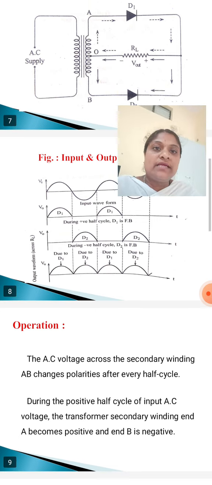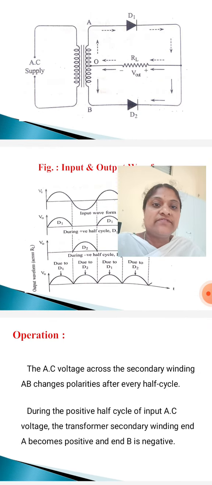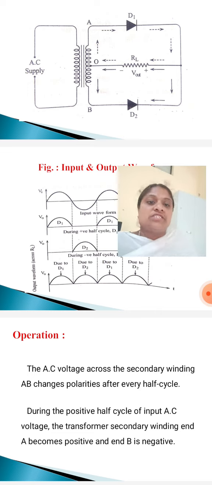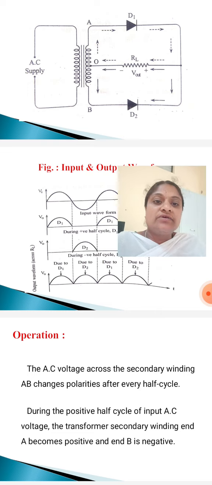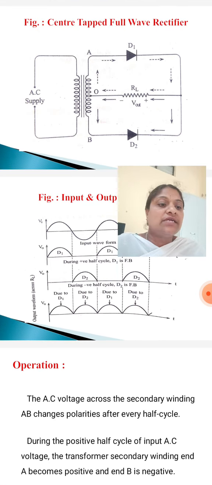What about B? B is negative, and it is connected to the anode of diode D2. Since positive is connected to positive at D1, diode D1 is forward biased. At D2, negative is connected to the anode, so diode D2 is reverse biased. This makes diode D1 forward biased and diode D2 reverse biased.